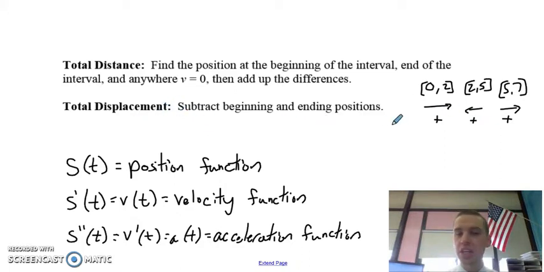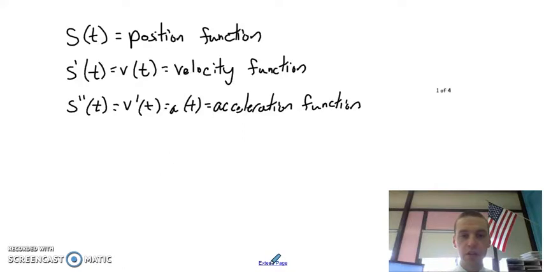And displacement is where we would talk about this being negative, and you're just going to take the beginning and end points. So if we look at the regular position functions, s of t, f of t, it doesn't matter. The derivative gives us velocity. The second derivative, or derivative of the velocity, gives us acceleration.